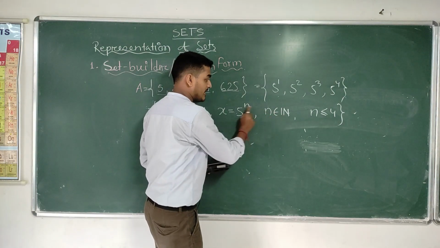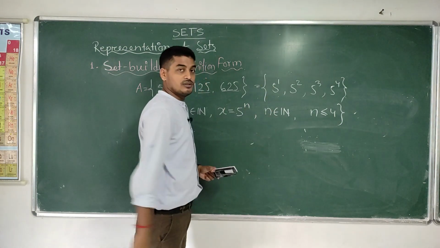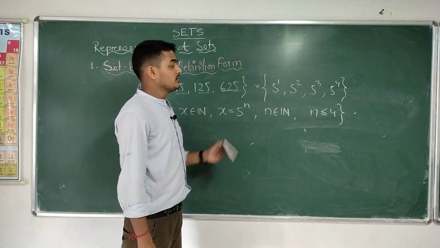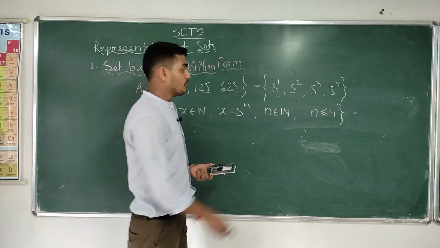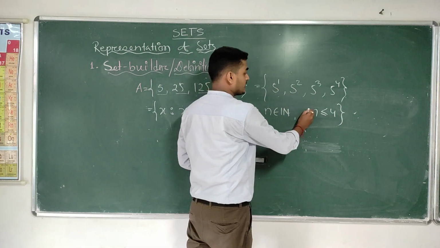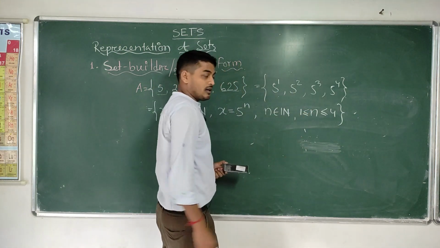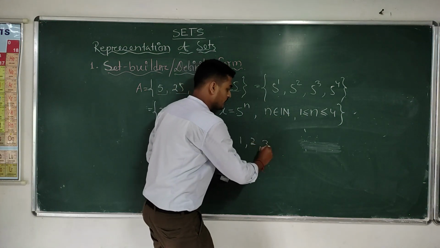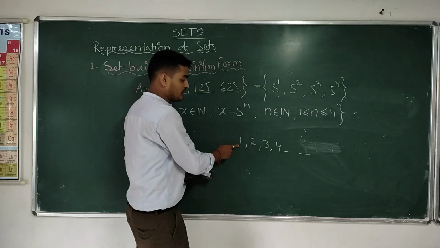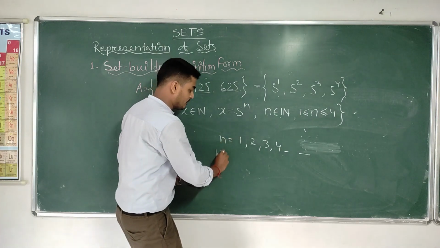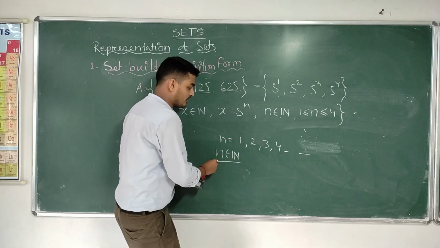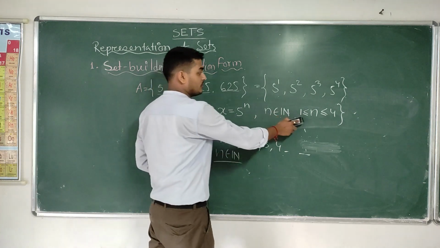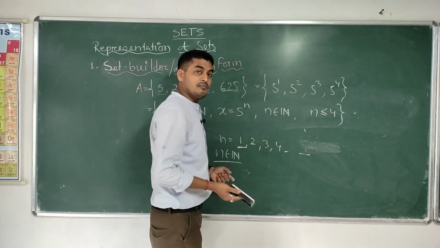So n belongs to natural numbers 1, 2, 3, 4, and n is less than or equal to 4. Correct. I have not written the smallest power, do you know what the smallest power of n is? 1, because n is a natural number, so the smallest value is 1. By saying n belongs to natural numbers, this gets satisfied.